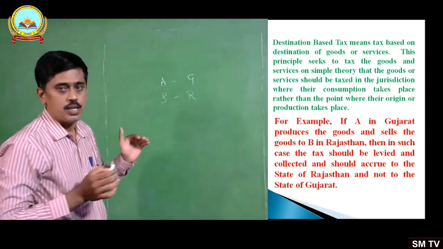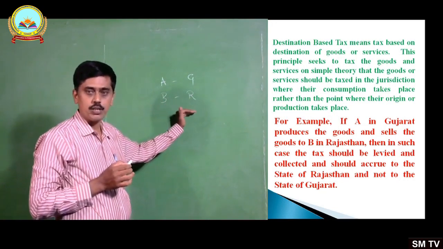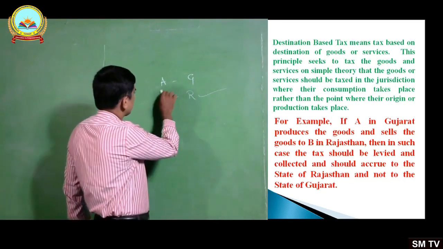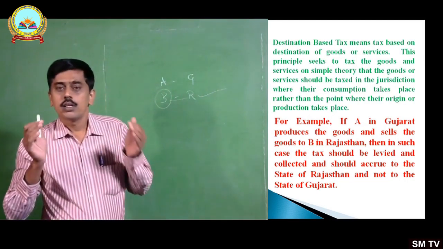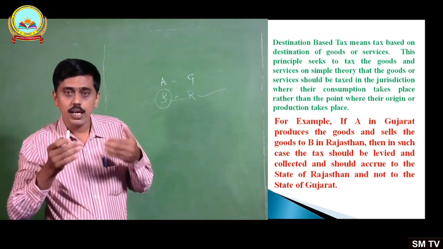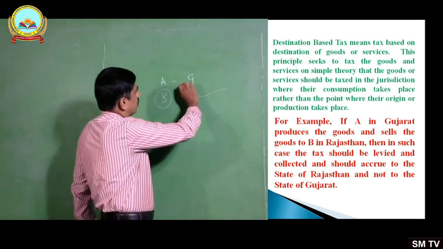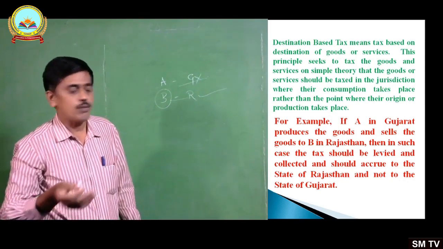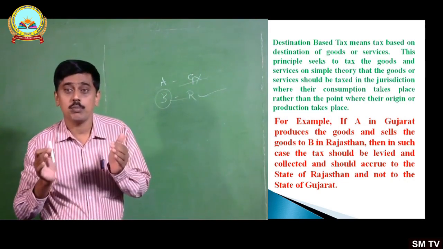In this case, tax should be levied and collected or accrued to the state of Rajasthan because consumption takes place in Rajasthan. So this tax will be the income or revenue to the state of Rajasthan and not to the state of Gujarat. That is destination based tax.